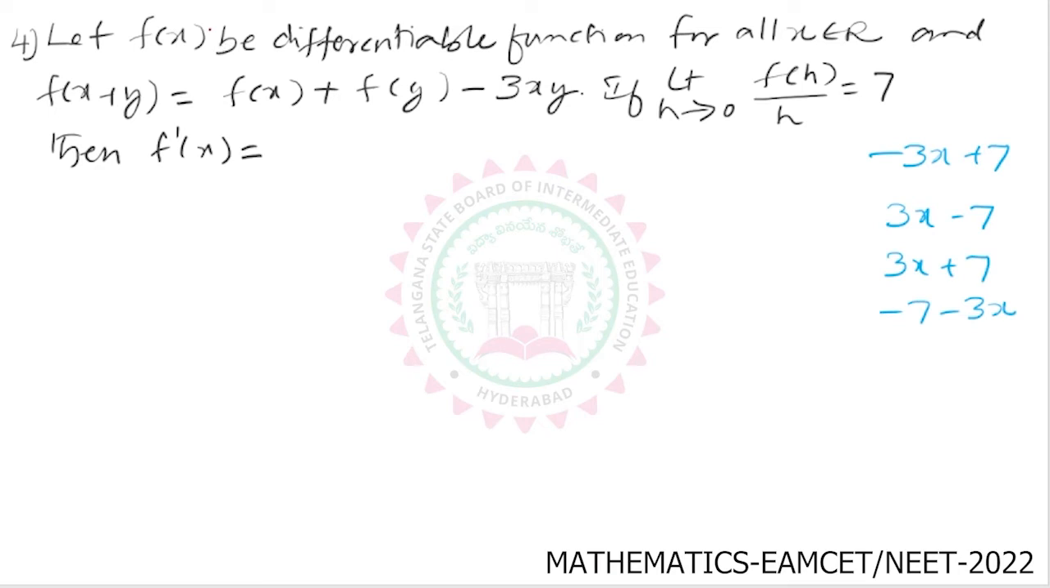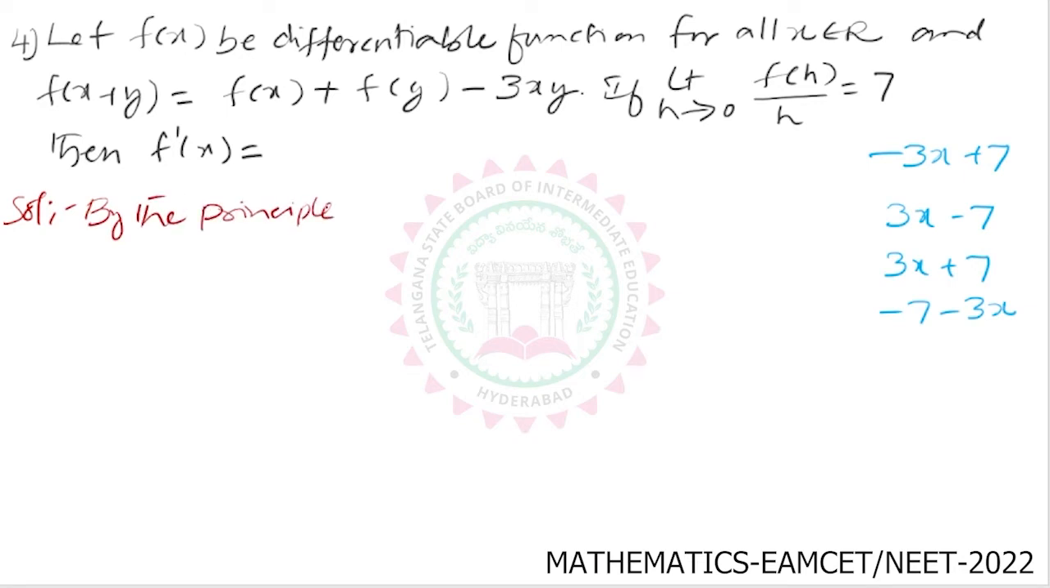Okay, I think the question is very clear. What he says, here is defined function f of x plus y is equal to f of x plus f of y minus 3xy, and also he defined the value of limit h tending to 0, f of h by h is equal to 7. Wherever f h by h comes, you have to substitute the value as 7. So I have to find the value of f dash x. So you may recall the first principle of differentiation. By the first principle of differentiation, all of you know this formula.